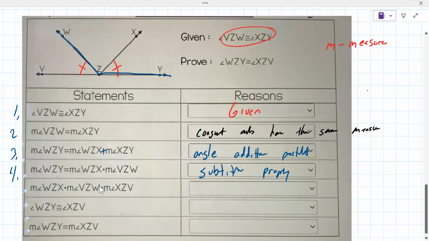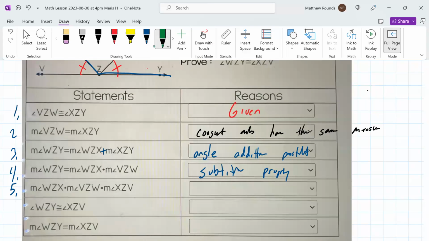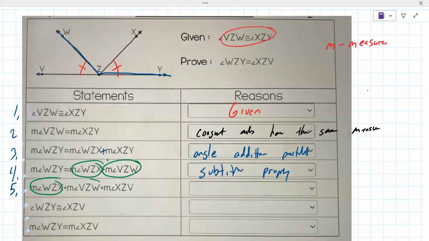Okay. Now the next line, what is the next line? Sometimes it's even hard for me to figure out what's changed and what's different here. Okay, I see what's going on, maybe. Measure of WZX, that's right there. VZW equals. So in line 5 here, this is very hard to see, but I'll try to color code it. This is the same as this. This is the same as this.